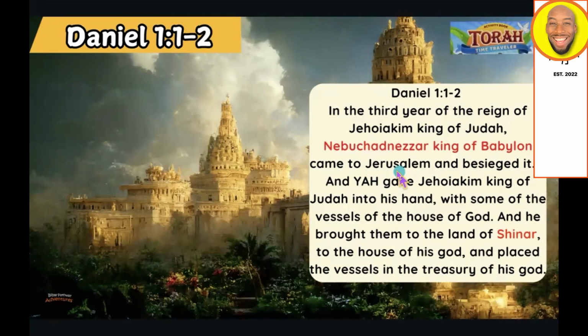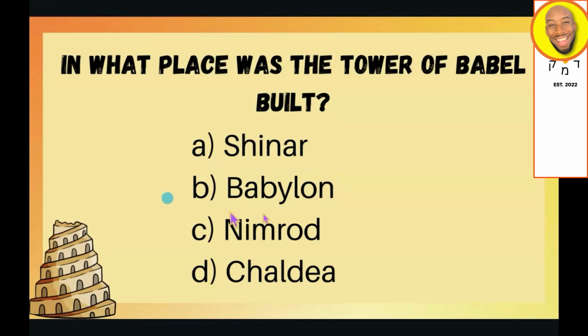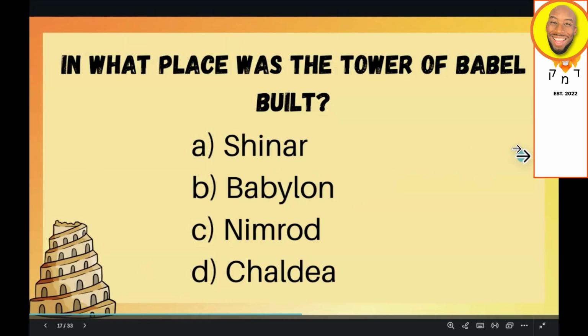So Nebuchadnezzar kept his gods and his idols in the land of Shinar. So Babylon was built around Shinar. And so the Tower of Babel was built in the land of Shinar, but also Babylon as well. So it couldn't have been built in Babylon. Babylon was built in Shinar. But if you put Babylon, there is the connection there based off of what we went over, those scriptures. So the answer was A, Shinar. If you put A, well done.